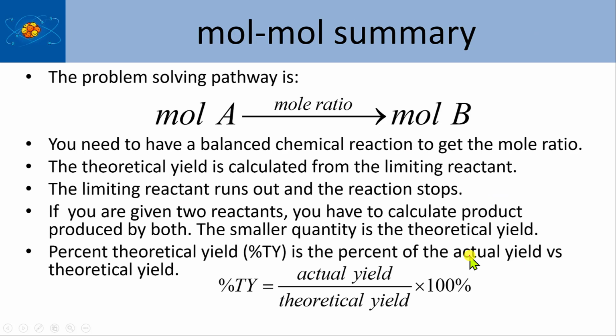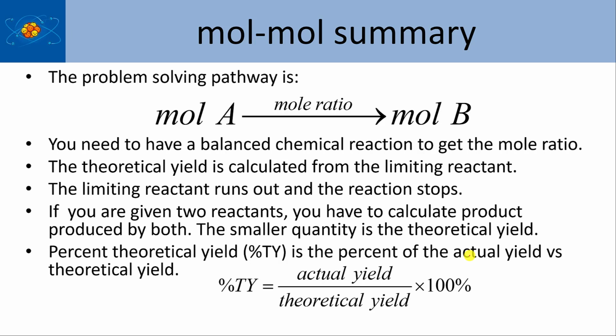Okay, so let's summarize what we know about mole-to-mole conversions. The problem-solving pathway is always moles of A to moles of B, and you need a mole ratio from a balanced chemical reaction. If you calculate from the limiting reactant, the number you get is the theoretical yield. It's the most you can make given the amount of reactant you're given. And the limiting reactant runs out, so none of it's left. That's why the reaction stops.